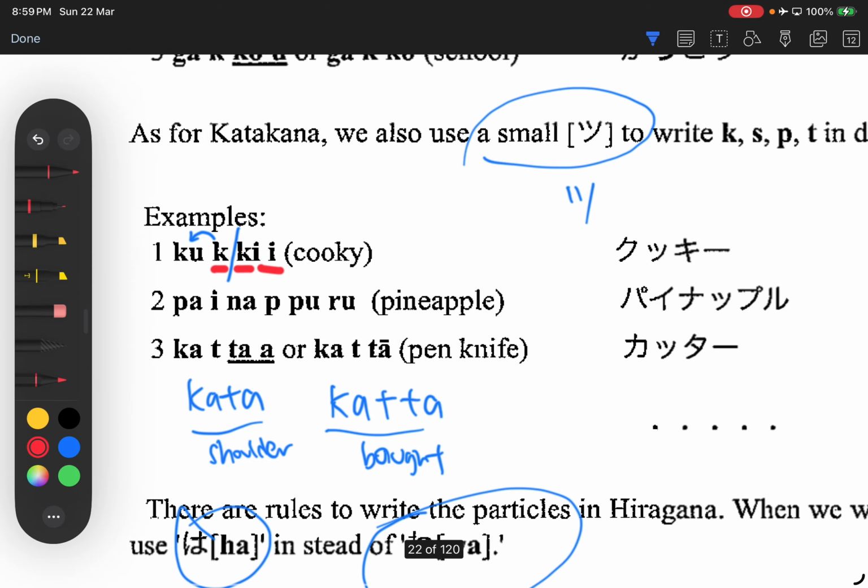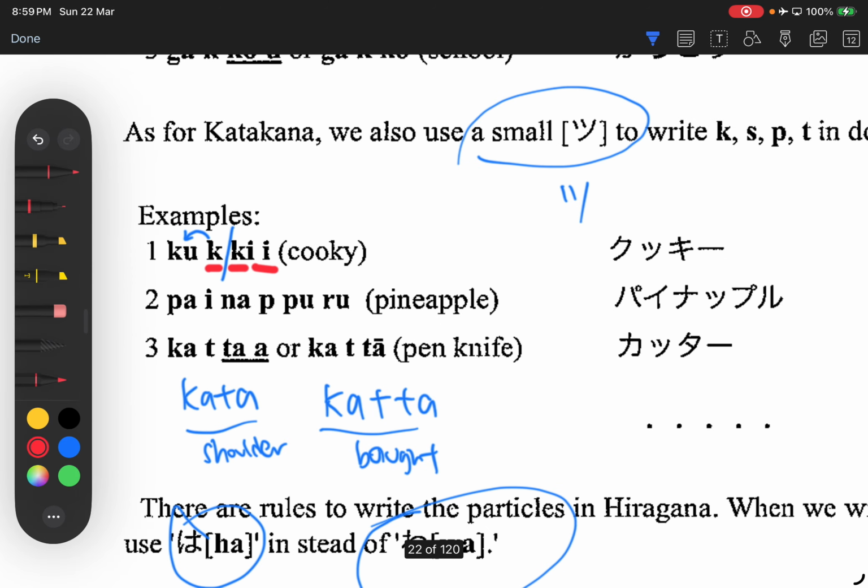Right? So how do we represent them on the book? You can see the small tsu, which is 40% size. Right? The small tsu character. So cookie. The K is represented by the small tsu character. Right? Then the long sound is just the hyphen. The hyphen means the long sound. Right? So cookie.